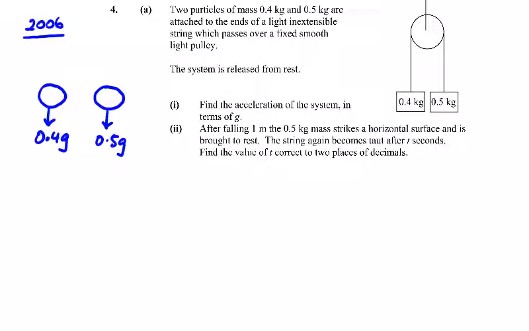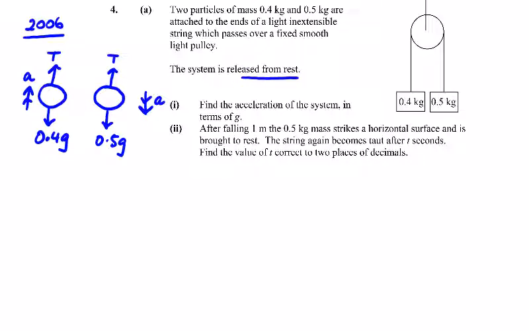They're both connected to these strings which have tension, and the acceleration is going to be down in this direction. So this guy's going to go up. So the system's released from rest as always. Find the acceleration in terms of g.